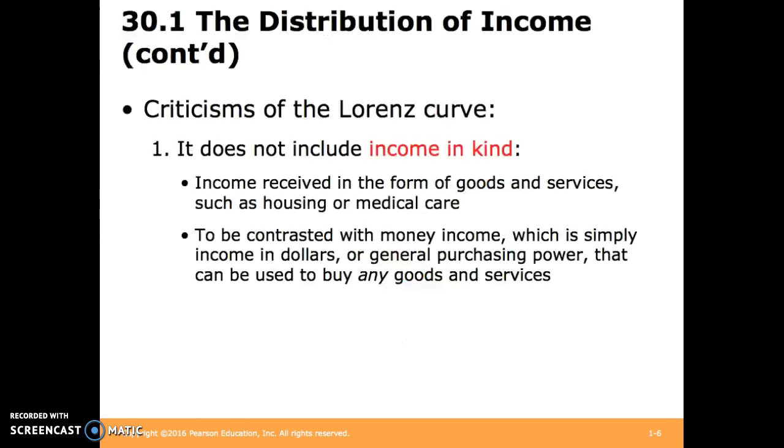Some complaints about the Lorenz curve include the fact that it doesn't include income in kind, income received in the form of goods and services such as housing or medical care, contrasted with money income, which is simply income in dollars or general purchasing power that can be used to buy any goods and services.